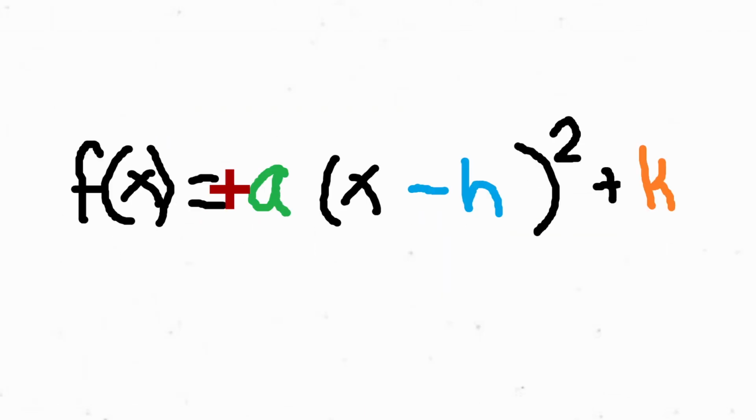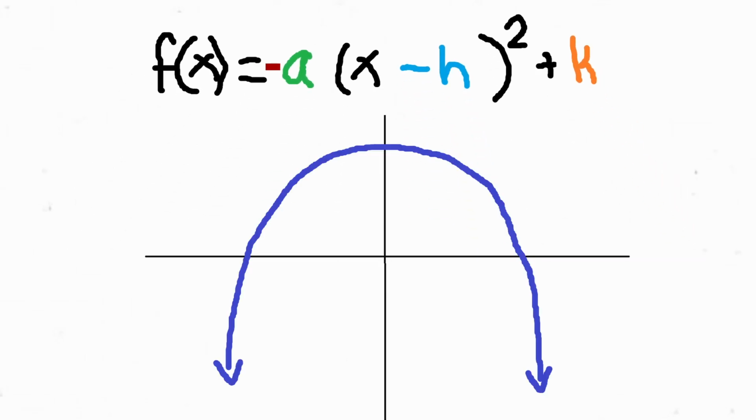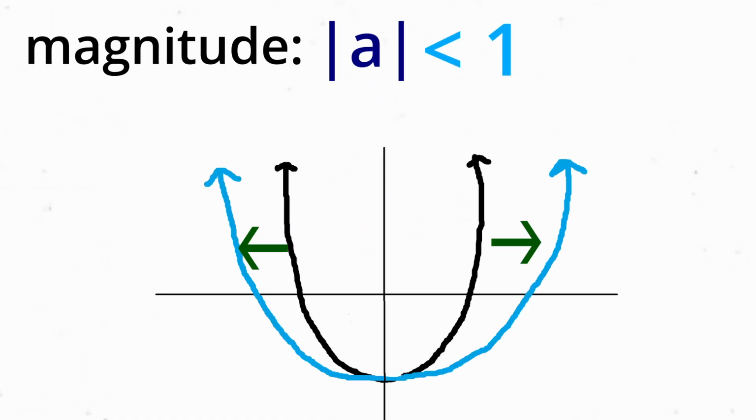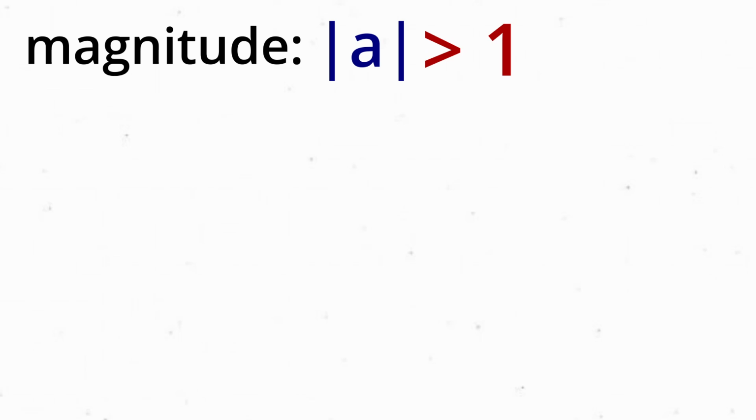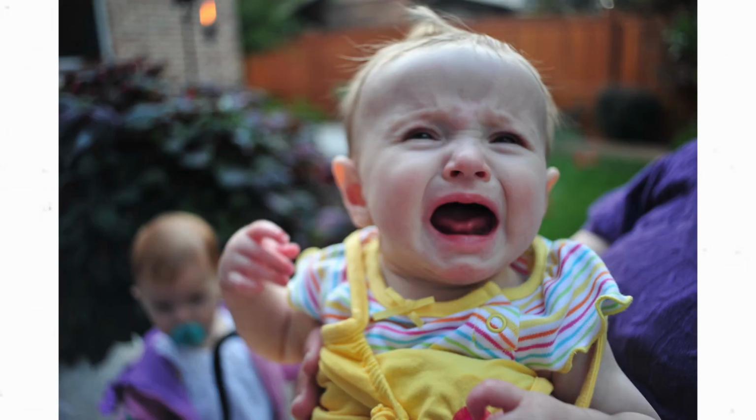If a is positive, the graph will be opening up, and if it's negative, the graph will be opening down. It's like a mood ring, but for graphs. Also, we look at the magnitude of a. If the magnitude, or in other words, the absolute value of a, is less than 1, the graph will be wider. If the magnitude of a is more than 1, the graph will be narrower. Okay, now maybe we can move on from quadratics, until they come back in your nightmares.